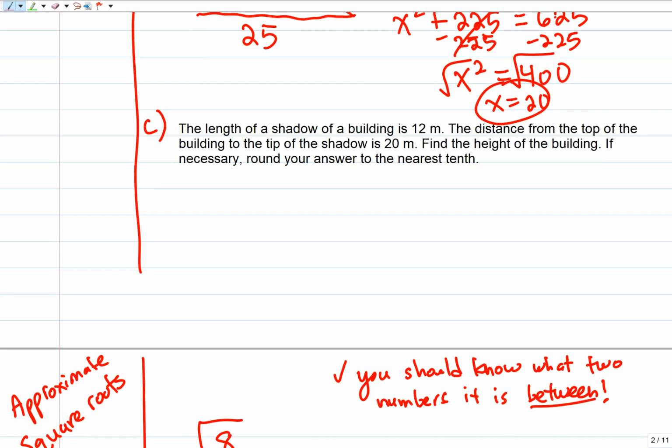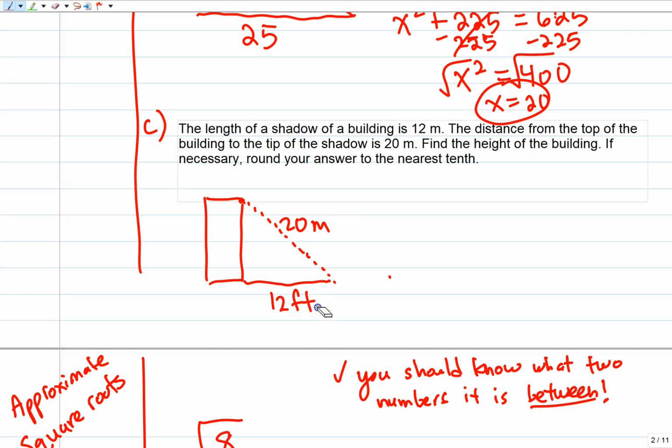The length of the shadow of a building is 12 meters. The distance from the top of the building to the tip of the shadow is 20 meters. Find the height of the building. Okay, so here I have some building, and the shadow of the building is 12 feet. The distance from the top of the building to the shadow, so let's say we had a string here tied, is 20 meters. Sorry, these aren't feet, these are meters. Could you solve for the height of the building?